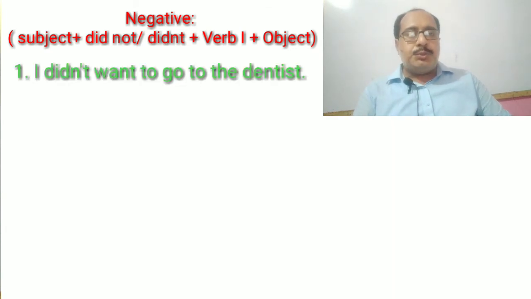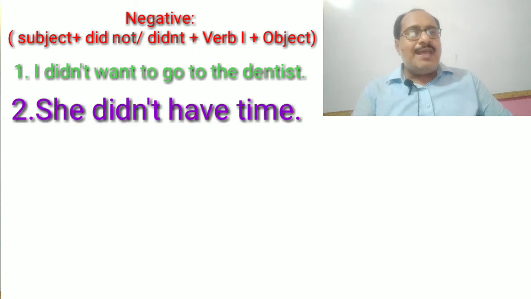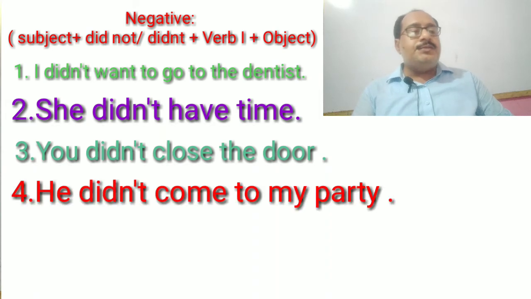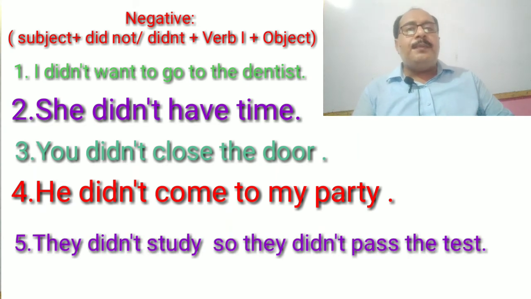Few examples in front of you. I did not want to go to the dentist. She didn't have time. You didn't close the door. He didn't come to my party. They didn't study, so they did not pass the test. In this way, we can easily understand that when didn't is used, the second form will be changed into the first form. Like in the first sentence, I did not want to go to the dentist. Here I did not use wanted, which is the second form. But here when didn't is used, the second form is changed into the first form.